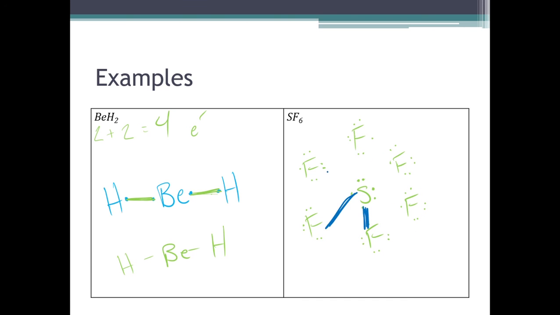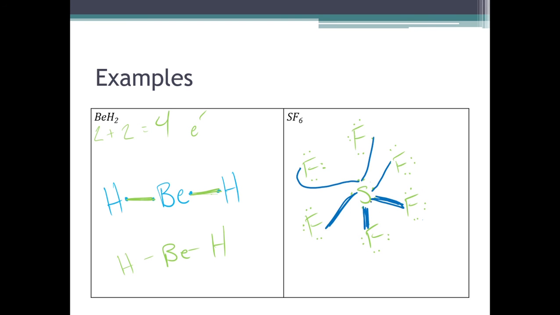So you'll notice we have 1, 2, 3, 4 fluorines left that we have not connected to this sulfur. And this sulfur has 1, 2, 3, 4 electrons still on it. So we are actually going to split up these paired electrons and form a bond right here, and a bond right here, and a bond here, and a bond here.